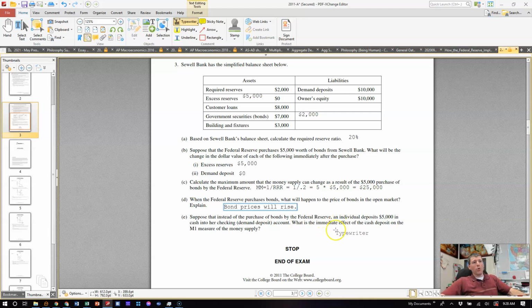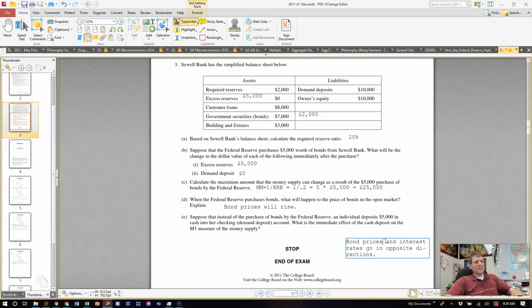Okay. Now, what you need to know about this is that bond prices and interest rates go in opposite directions. Okay, bond prices and interest rates go in opposite directions. If interest rates are going down, bond prices are going up. If interest rates are going up, bond prices are going down. That's the only thing you really need to know about this.